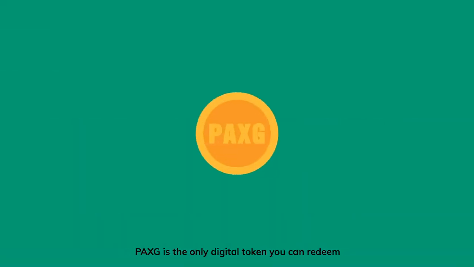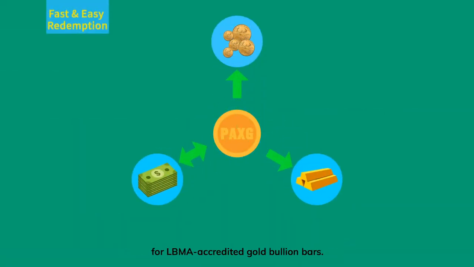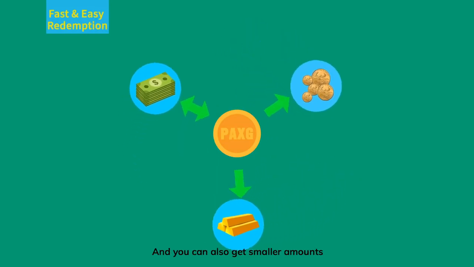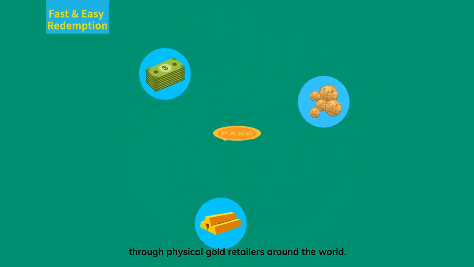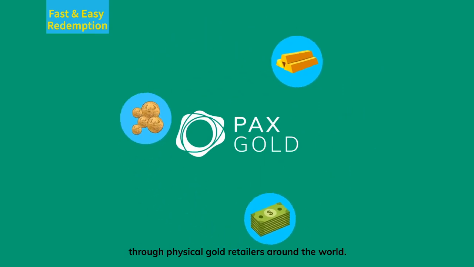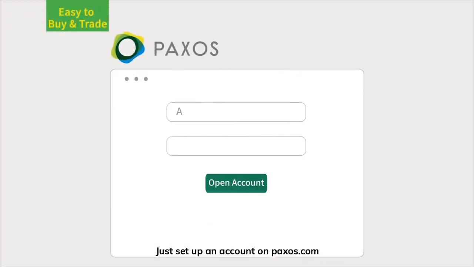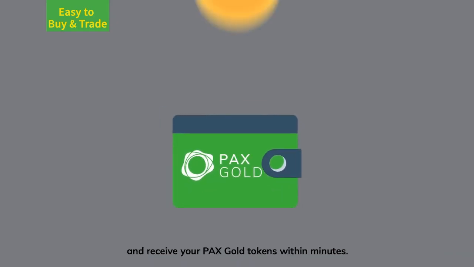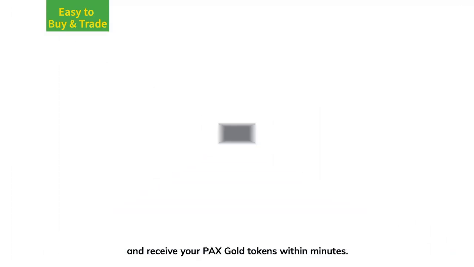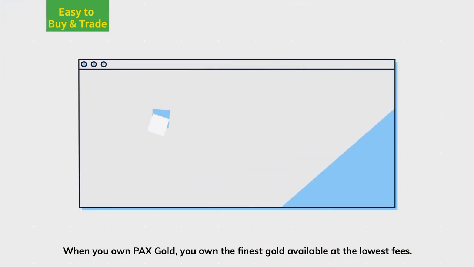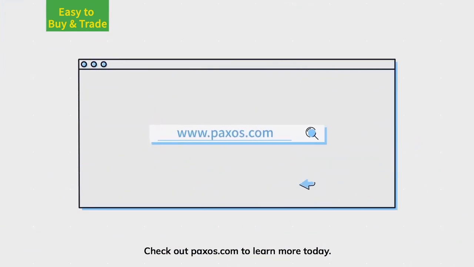PaxG is the only digital token you can redeem for LBMA accredited gold bullion bars, and you can also get smaller amounts through physical gold retailers around the world. Just set up an account on Paxos.com. You can purchase at current gold market prices and receive your Pax Gold tokens within minutes. When you own Pax Gold, you own the finest gold available at the lowest fees. Check out Paxos.com to learn more today.